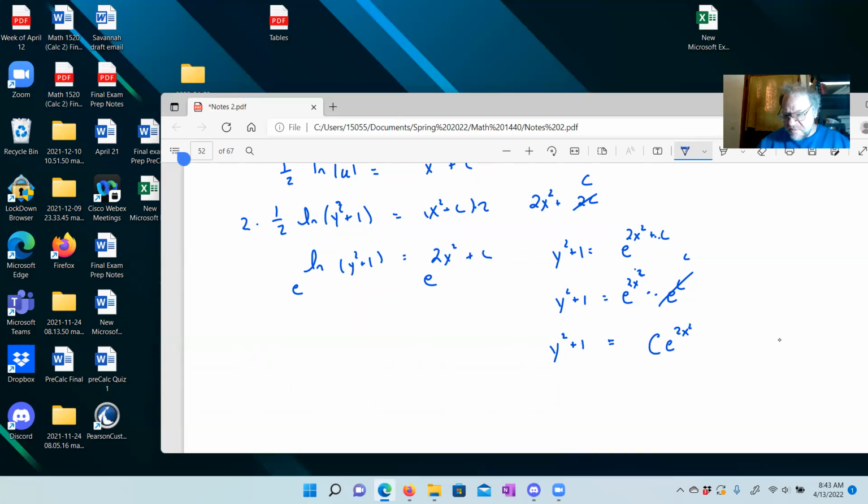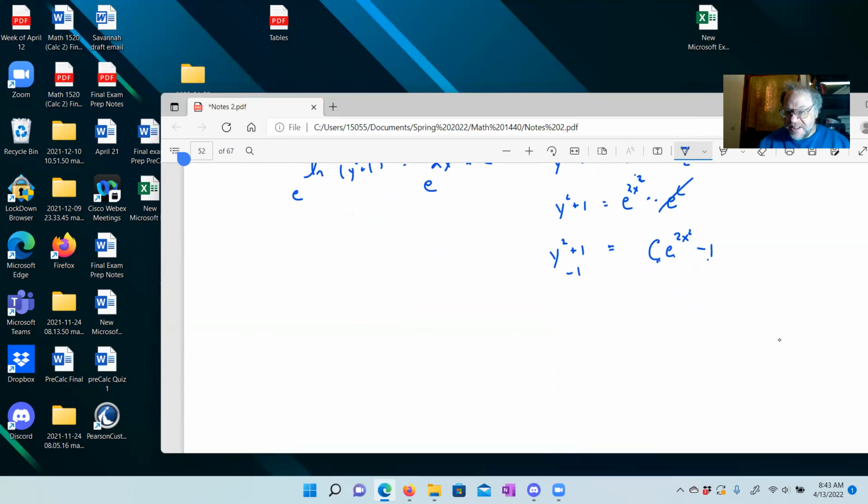And then we can subtract 1 from both sides. Now this one we can't just say it's a constant, because this constant is times e to the 2x squared, so it's different. So then y would be plus or minus the square root of c e to the 2x squared minus 1. And that would be our solution for this thing.